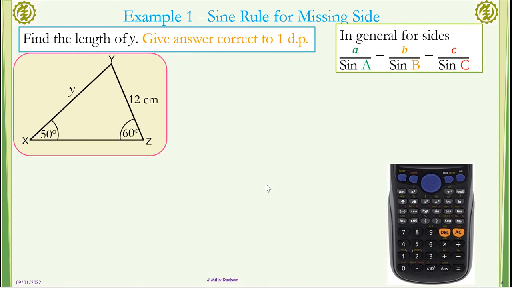So looking at this question, you're supposed to work out side y, give your answer to 1 decimal place. And you realize that the labeling doesn't conform to our formula. So we need to relabel them. And the rule is label the missing side y, a, and the opposite angle, capital A. The other known side that we know, 12, is a small b, and this is a big B.